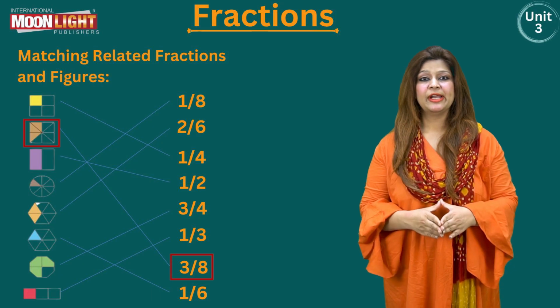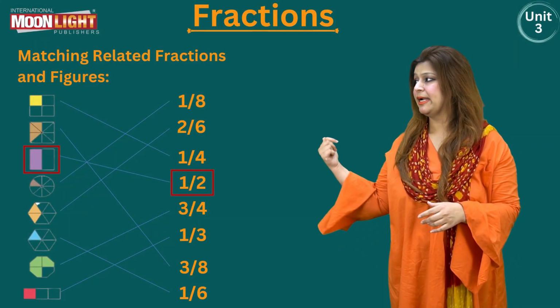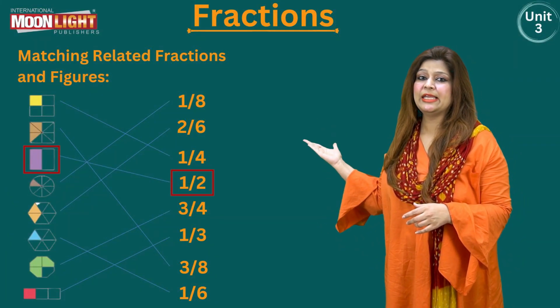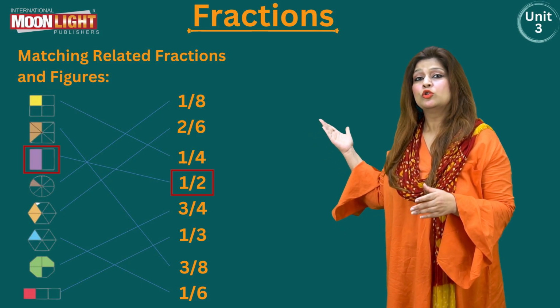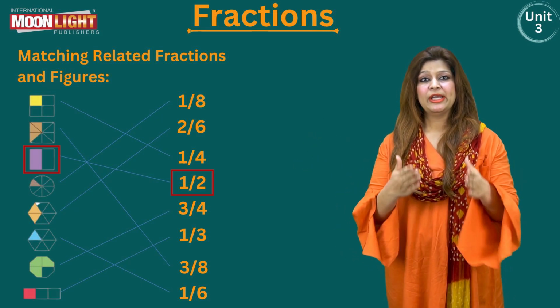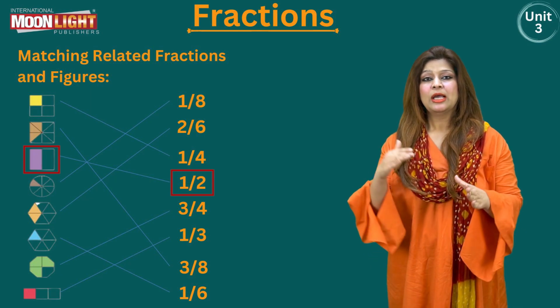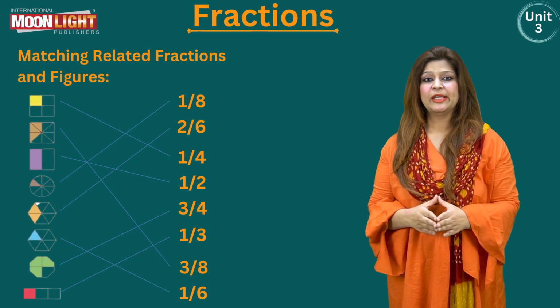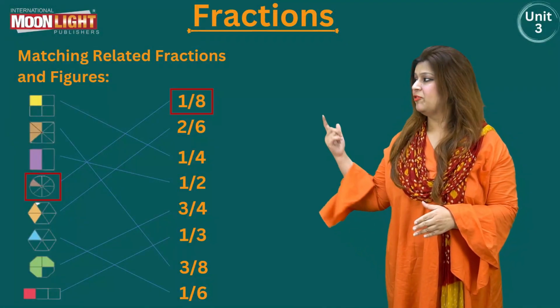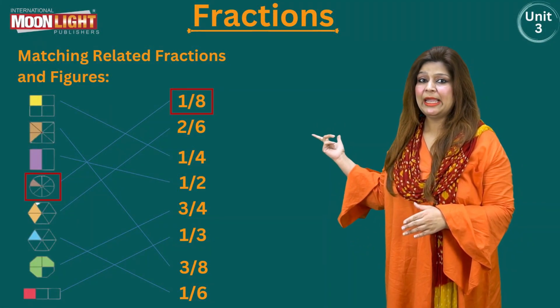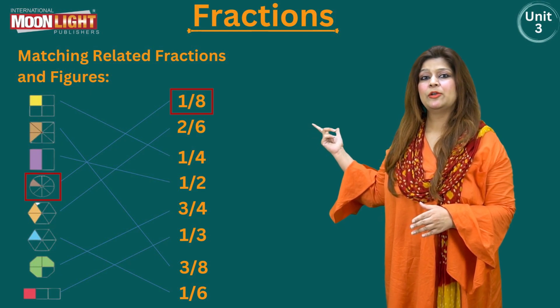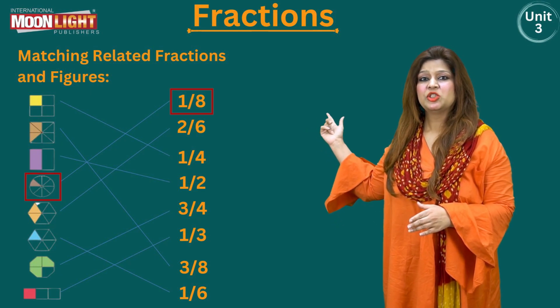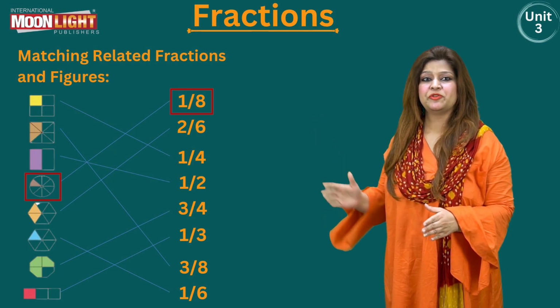Now, the next figure has 2 parts and 1 part is colored. This is simple and clear, that is 1/2. So you need to check where is 1/2 and draw a straight line to match them. Now the next figure is showing 1/8, because 1 is colored and total parts are 8. So check where is 1/8 and draw a straight line.